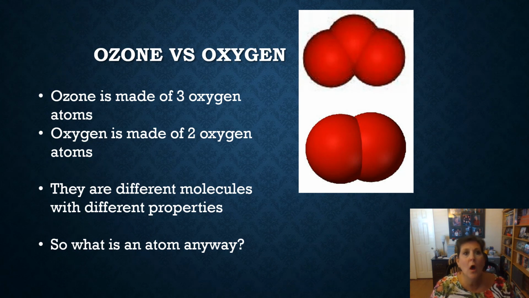So ozone versus oxygen. Ozone is made of 3 oxygen atoms. It's the top picture, 3 oxygen atoms. Oxygen is made of 2 oxygen atoms. It's the lower picture. So they are different molecules with different properties. Now, I'm talking about atoms as being those circles. So in our next video, we're going to explore more about the atom.